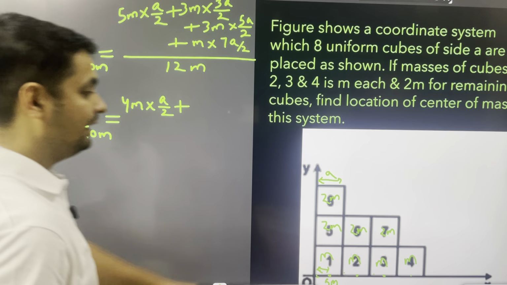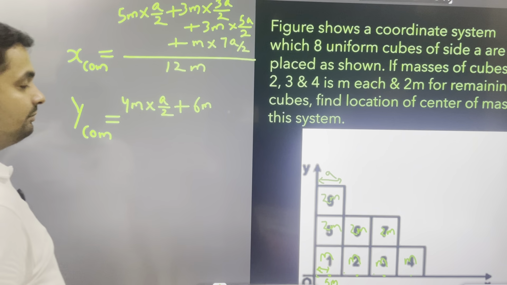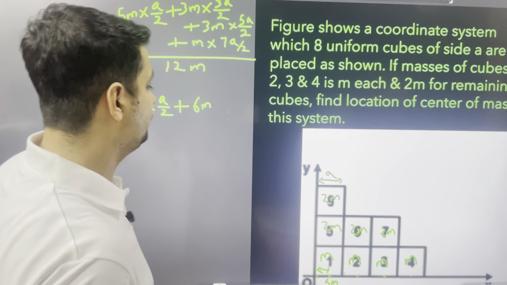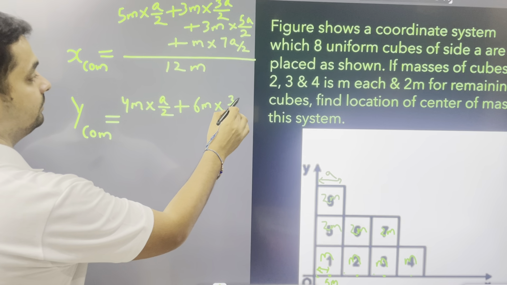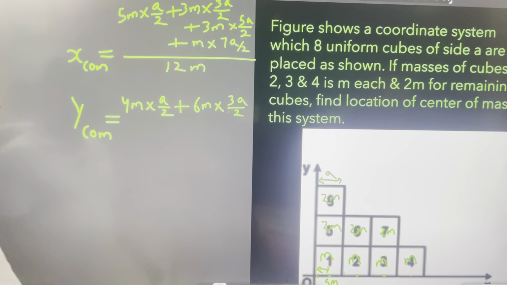Plus, next is 6m. 6m at what? A plus a by 2. That is 3a by 2. Correct? Next one is 2m.